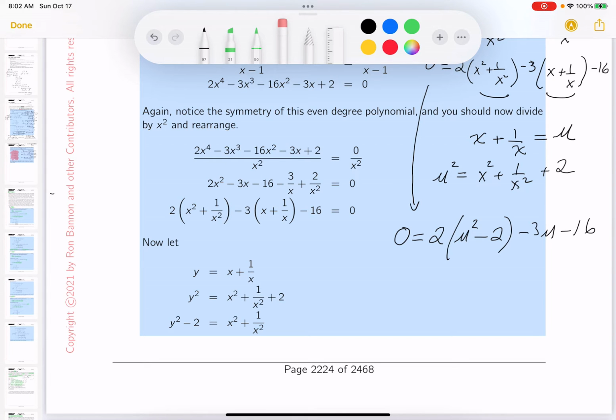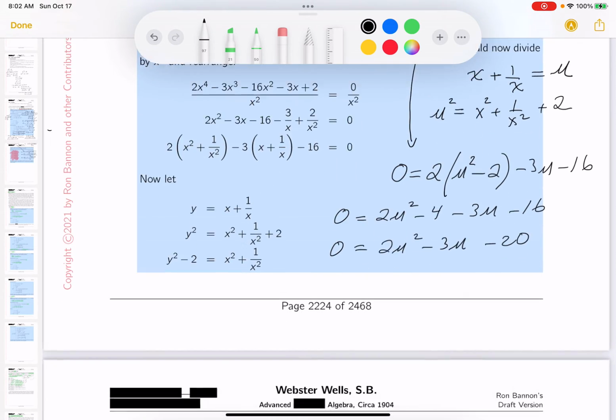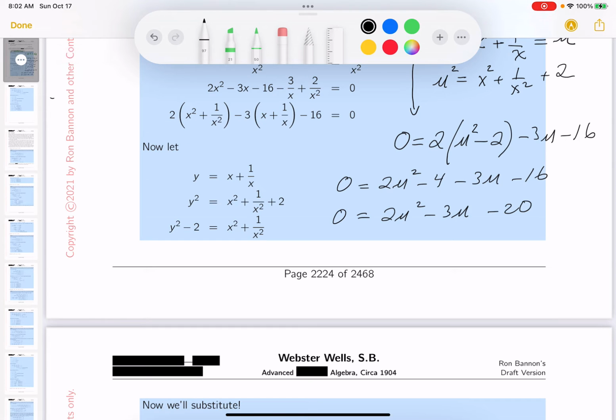So let me write this down now. I'm going to go one step at a time. So we get 0 equals 2u squared minus 4 minus 3u minus 16, which is 0 equals 2u squared minus 3u minus 20. Oh boy, I've got to factor that, don't I? Let's take a look. I'm going to give it a try. Whatever I say, I'm going to try, by the way.